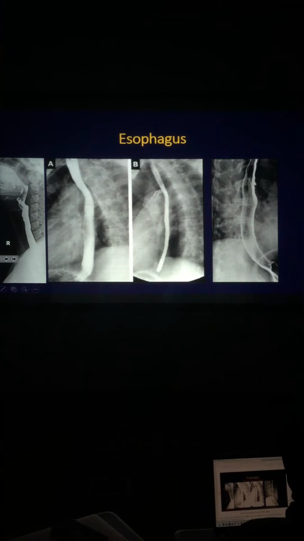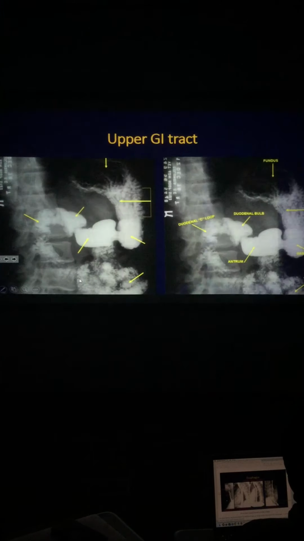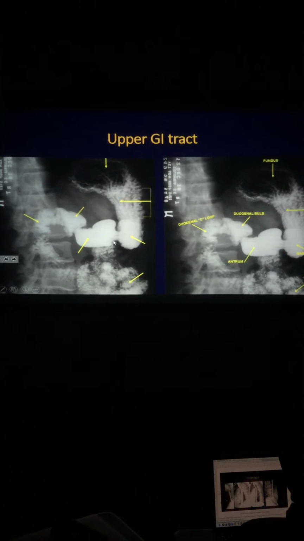And this is a double contrast image to show the status of the mucosa of the esophagus. Here, just to see the lumen, whether it is distended or not, and here to see the mucosa, whether there is any esophagitis or any tumor sitting in the wall of the esophagus. All these findings can be diagnosed by barium swallow. As you go further down, the barium trickles down to the stomach, and it looks like this.